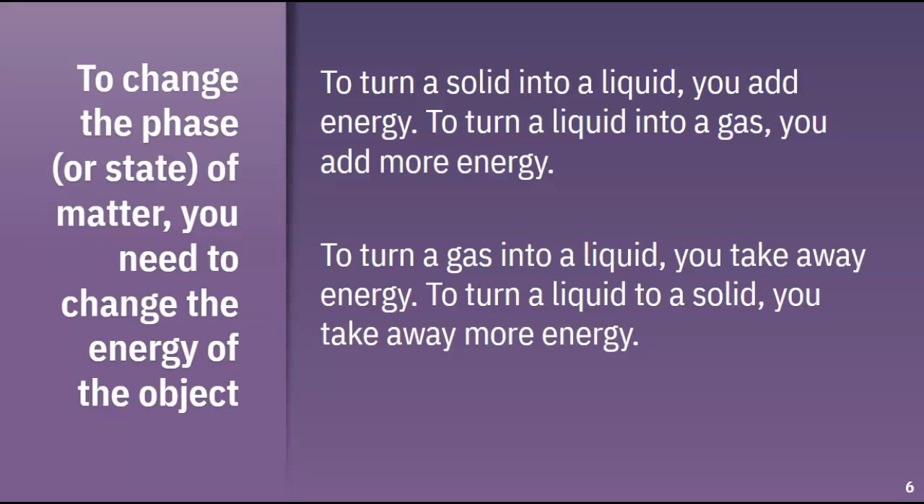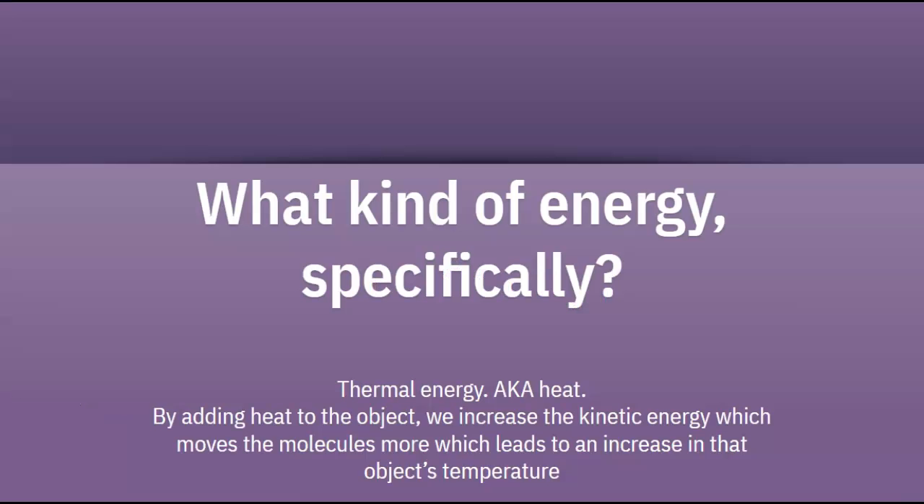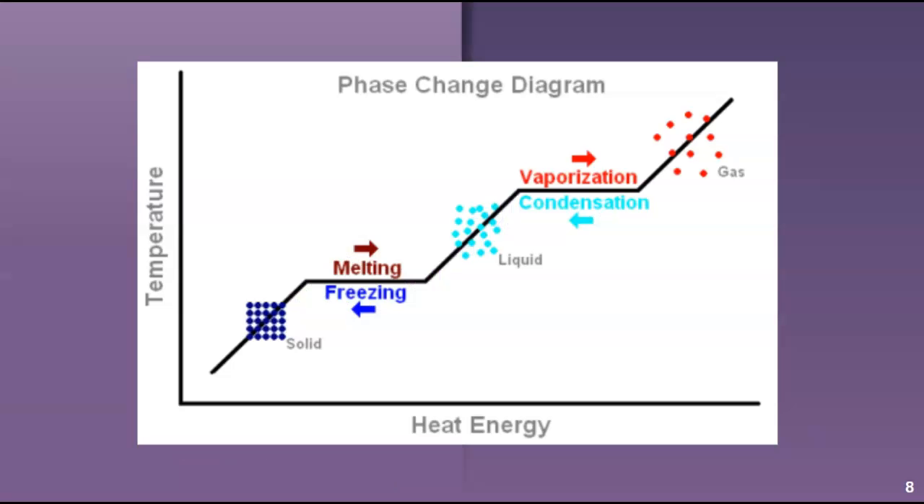We're talking about adding and taking away energy. How do you do that? What kind of energy? We're talking about thermal energy here, which is also known as heat. When we add heat, we give it more kinetic energy, which makes those molecules or atoms move a whole lot more, which in turn raises the temperature. So let's look at this here. We take a solid, everything's tightly packed, the particles are vibrating in place, and we add heat. That makes the particles move more, and that increases its temperature.